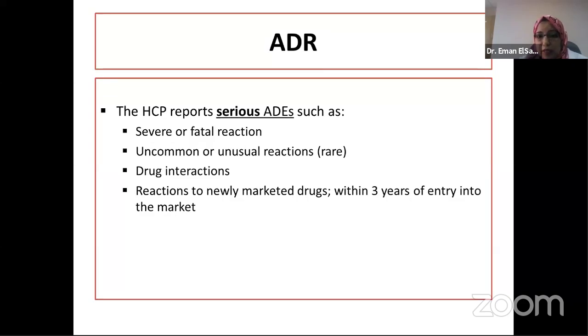We should also know that ADR starts from clinical trials. As we know, clinical trials are done on patients, volunteers, in the beginning. So this will assess both efficacy and safety. For the safety, it's reported by ADR.